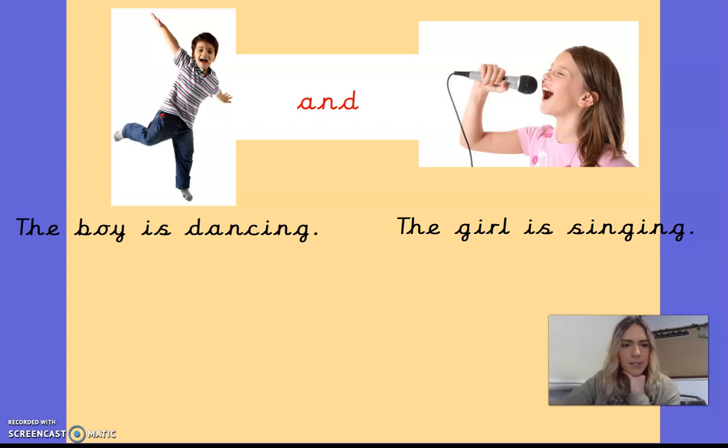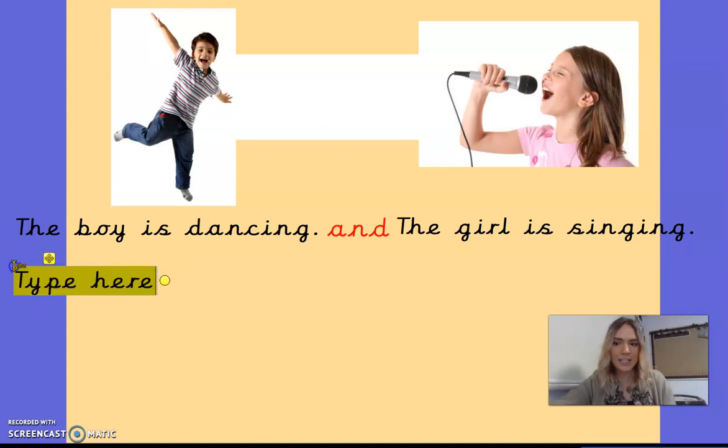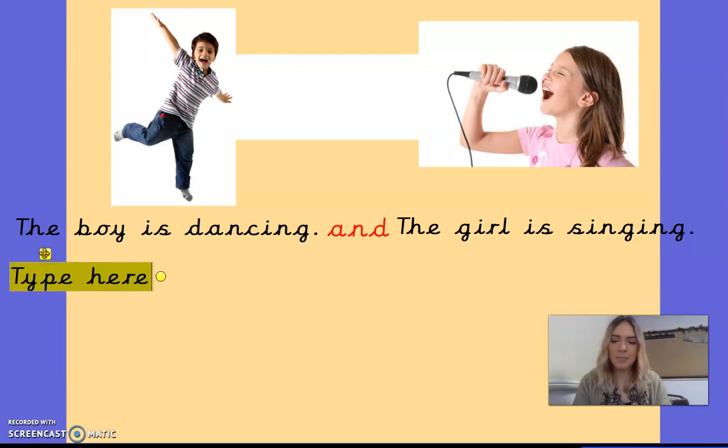What word do I need to use in the middle of those two sentences to turn it into a compound sentence? It is the word and. So I can see what it's meant to look like, but I know that my sentence is not quite right. So what I would like you to do, I will do it first and then you do it with your sentences, is I'm going to rewrite my sentences as a compound sentence.